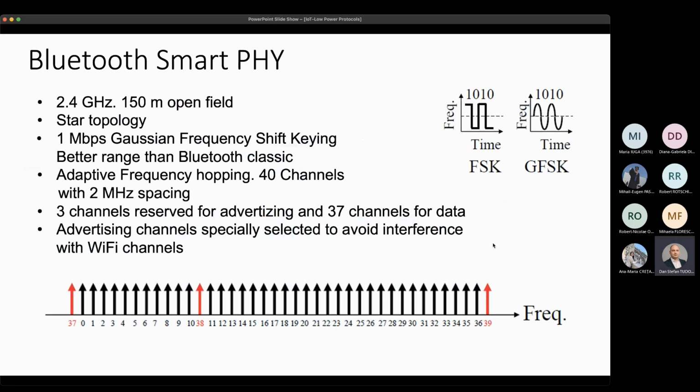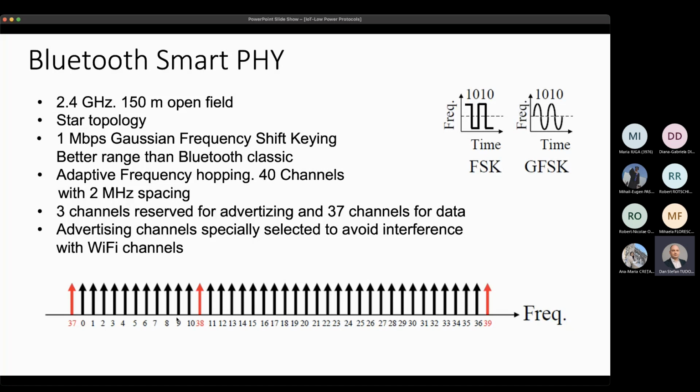Now, in terms of the communication channels, there are only 3 communication channels taken from the Bluetooth Classic specification. You have channels 37, 38, and 39, which are reserved for advertising, and then the other 37 channels reserved for data. Whenever you have a device which is looking for a connection, you use these channels to advertise, and then you can use whichever channel you like from the 2.4 gigahertz range to actually connect.